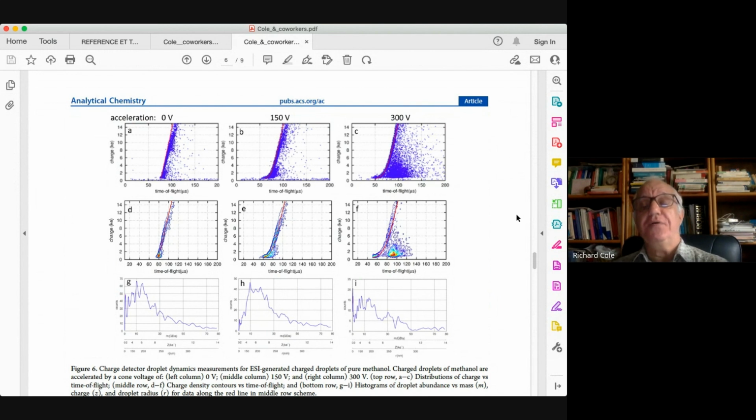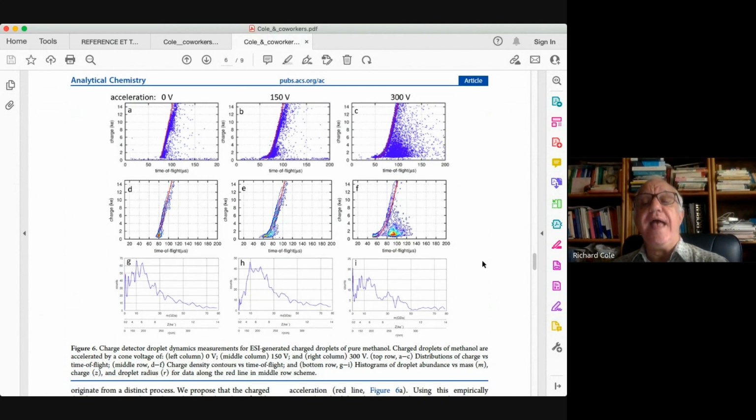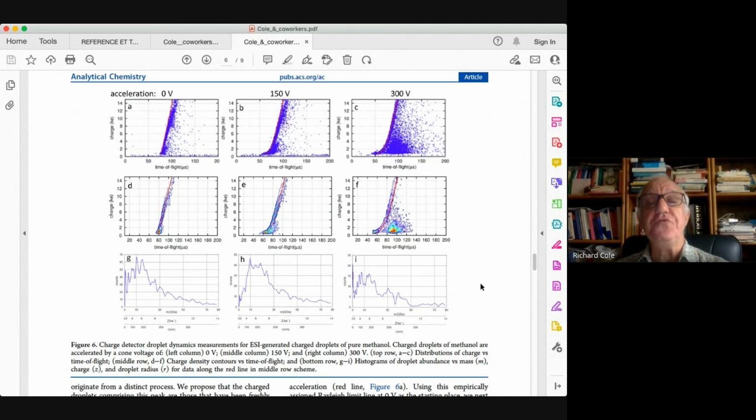Then we took this one step further, and we have to do two things. We presume we're at the Rayleigh limit, and we have to presume that our droplets are spherical. Then we can use those species at the Rayleigh limit to calibrate our mass spectrometer.